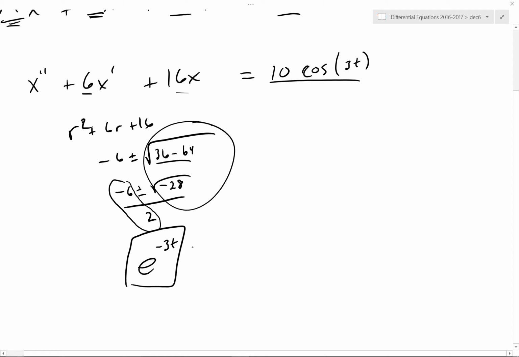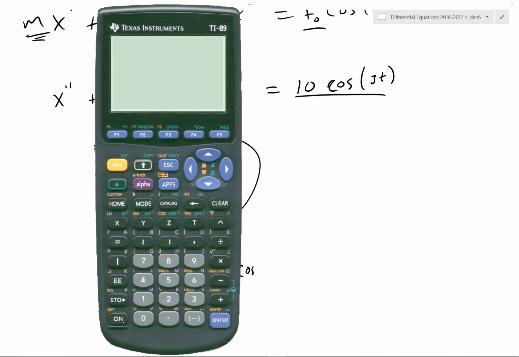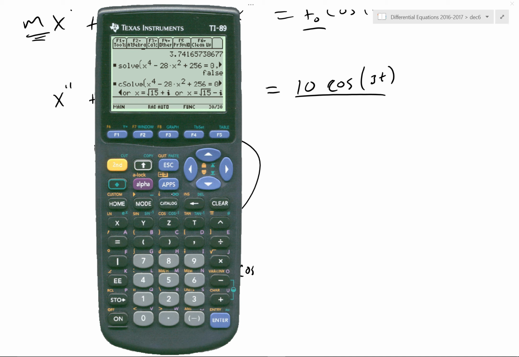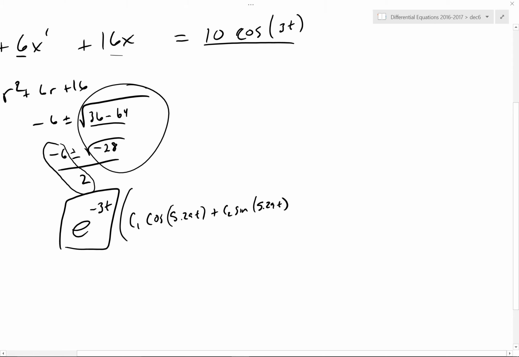Now, I guess I will go ahead and figure this out. So it's going to be e to the negative 3t, and then it's going to be, of course, c1 cosine square root of 28. I'm going to get a decimal for that, if that's okay with you. Square root of 28. Yes, I know it's 2 root 7. 5.29-ish or something. 5.29t. And then, I don't know why I'm doing it this way. I guess it doesn't matter, though. It's whatever. c2 sine 5.29t. Okay. I know that's what it's going to come out with.